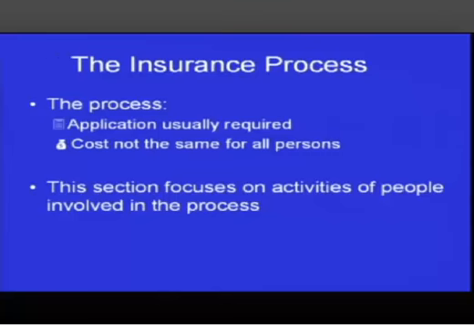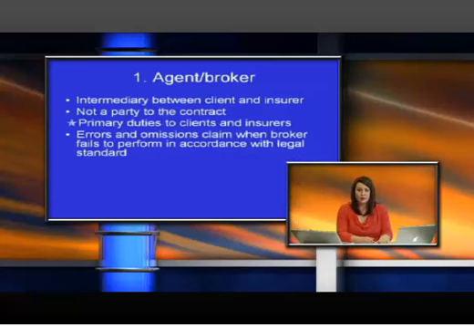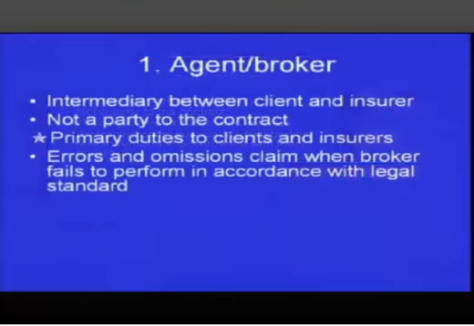Now, the cost for those insurance policies is not going to be the same for every person, which I'm sure you've run across in your own insurance, either your home or your auto. So let's take a look at all the different people who are involved in the process. Number one is you, the agent or the broker. You act as the go-between between the client and the insurance company. Okay? You're not an actual party to the insurance contract. That contract is directly between the insured and the insurance company. You just act as the go-between.